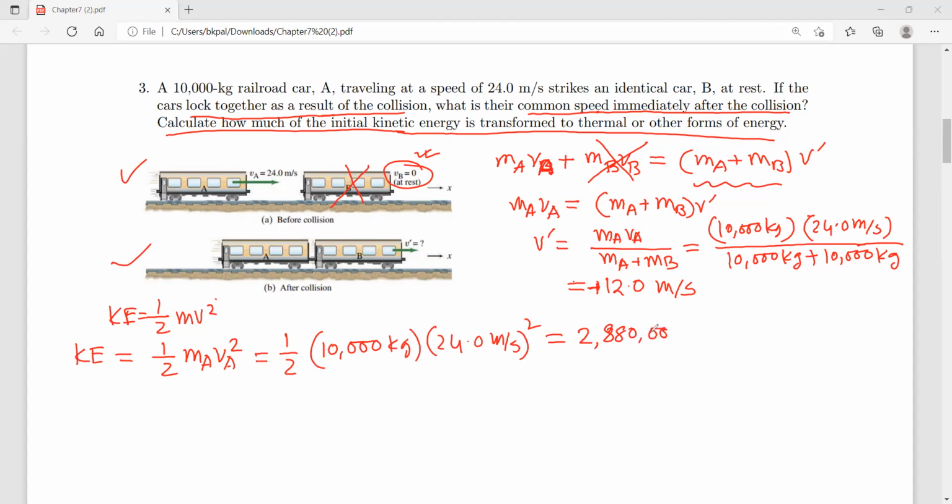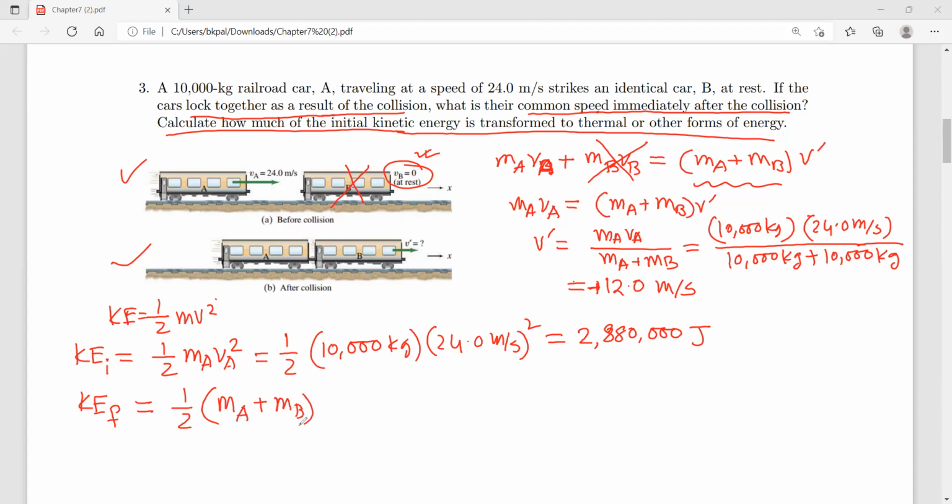I get 2880. So it's a big number, this much joule. So this is initial. Let me use I, subscript I. And the kinetic energy final is half. Now finally both cars are stuck together. Okay, they are locked now.